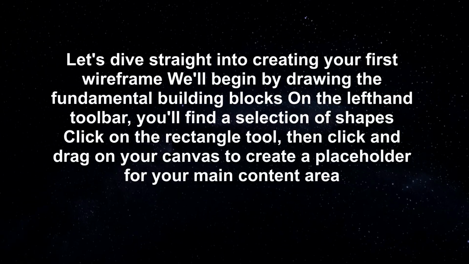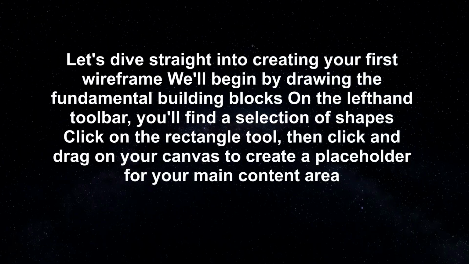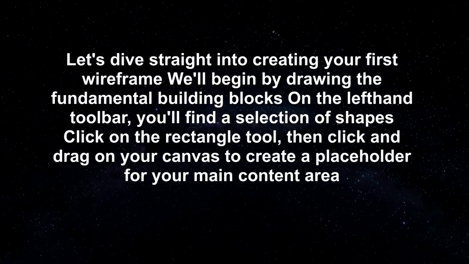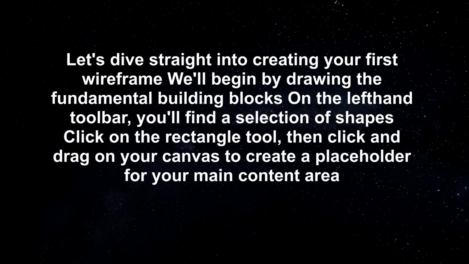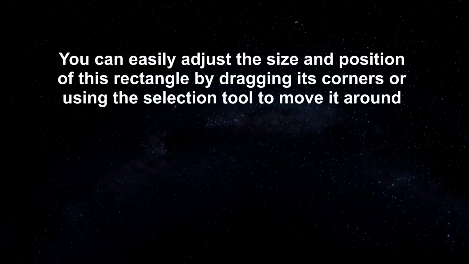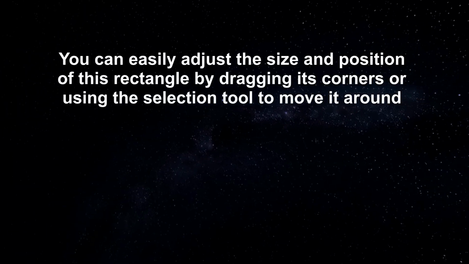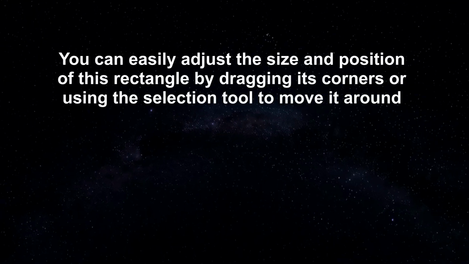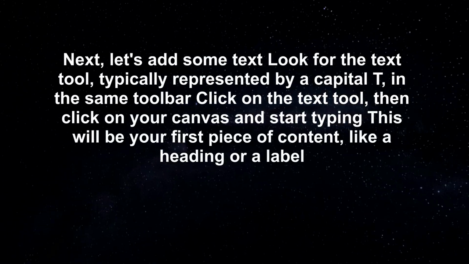You'll find a selection of shapes. Click on the rectangle tool. Then click and drag on your canvas to create a placeholder for your main content area. You can easily adjust the size and position of this rectangle by dragging its corners or using the selection tool to move it around.